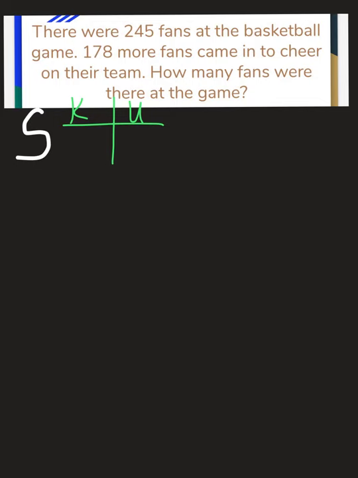So moving on now, here's the guided problem for today, which is Monday, week 4. There were 245 fans at the basketball game. 178 more fans came in to cheer on their team. How many fans were there at the game? So we know that we started with 245 and more. How many more? 178 more came, and we don't know the total.